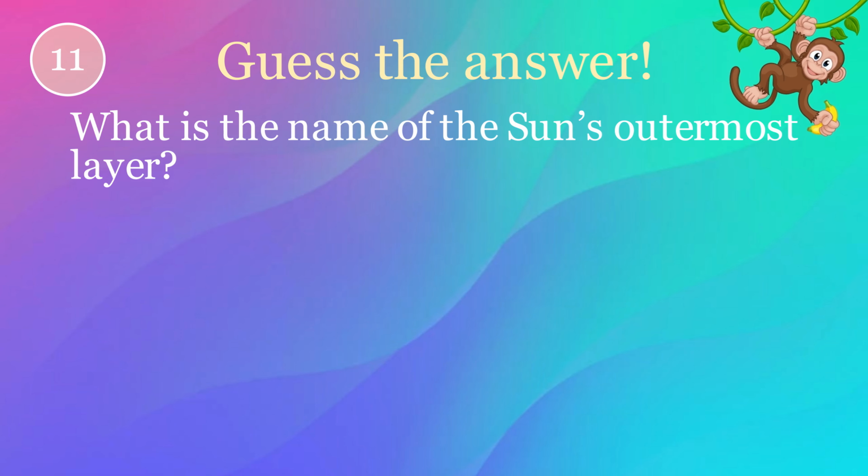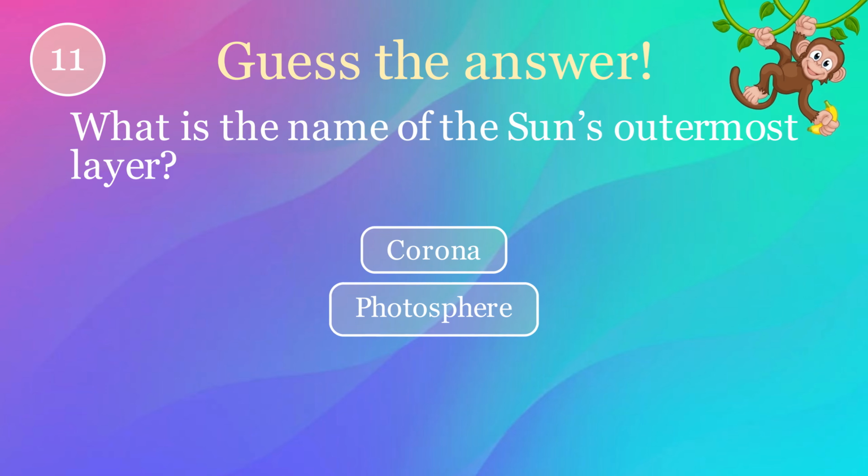What is the name of the sun's outermost layer? Corona, photosphere, core. The correct answer is corona. Here's an interesting fact: the corona is the sun's outer layer and is visible during a solar eclipse.